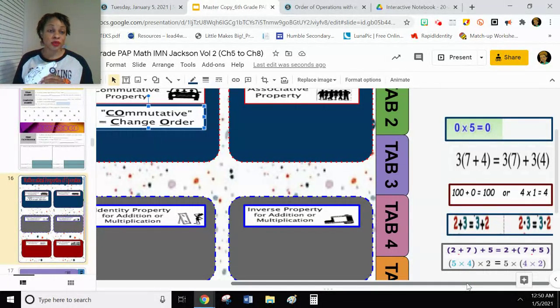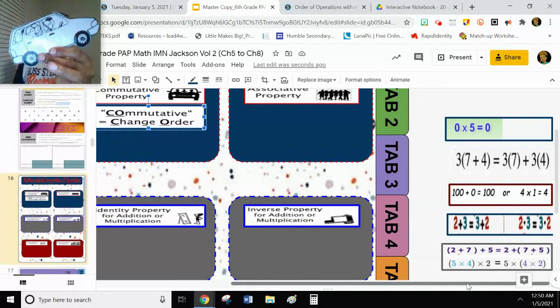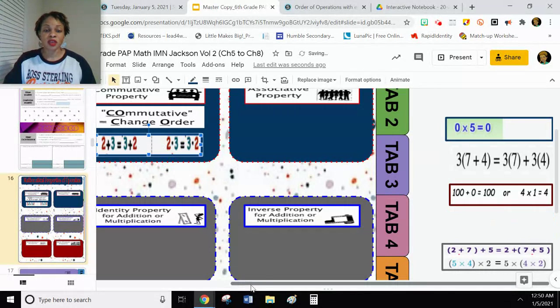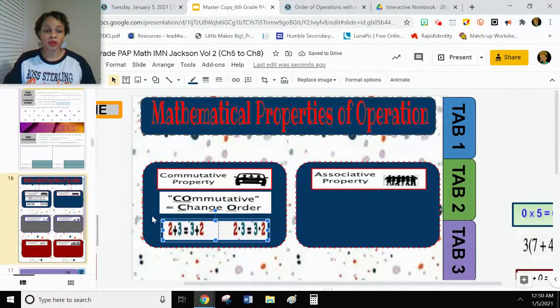If I add 2 plus 3, I get 5. If I add 3 plus 2, I get 5. If I multiply 2 times 3, I get 6. If I multiply 3 times 2, I get 6. If I switch the numbers or physically move the numbers around in a subtraction problem like 7 minus 5, I won't get the same answer if it's 5 minus 7. So commutative means moving. So when I look at my examples, I see here 2 plus 3 is equal to 3 plus 2. 2 times 3 is equal to 3 times 2. This is an example of commutative property. The numbers have physically moved places.